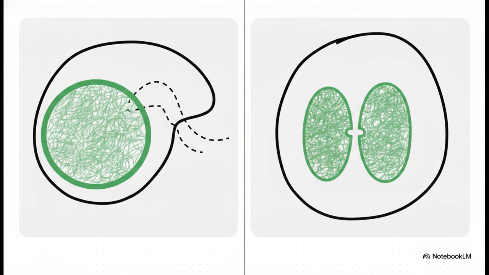The elementary body, or EB, is the infectious form. It's heavily adapted for extracellular survival, so it can easily spread from host to host, but, and this is key, it does not replicate. On the flip side, you have the reticulate body, or RB. This is the metabolically active form. It lives inside the host cell, replicating away by binary fission, but it is not infectious. To keep it straight, just think E for enters and R for replicates.